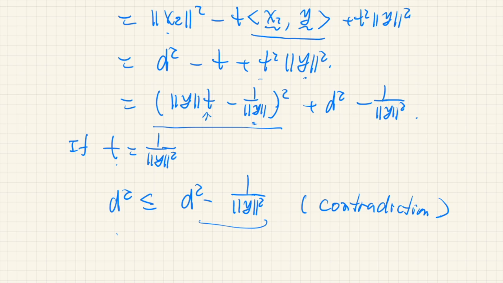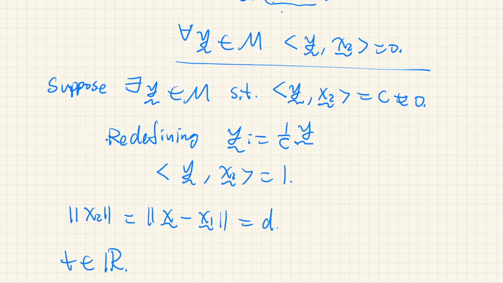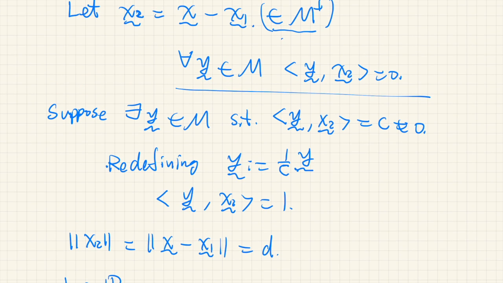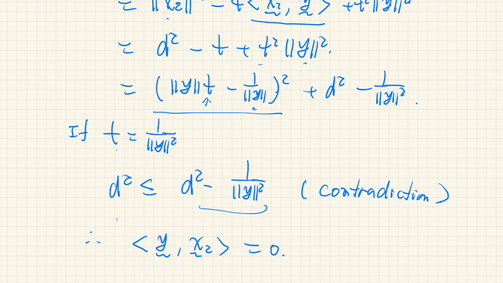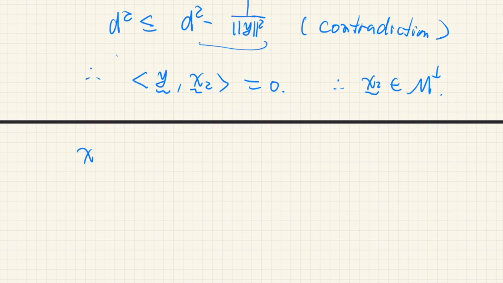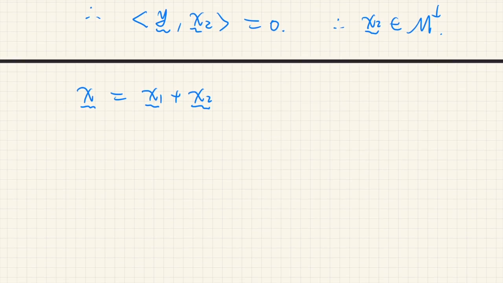Therefore, our assumption that this inner product is non-zero was incorrect. So for any y, the inner product between y and x2 is equal to 0. Therefore, x2 belongs to the orthogonal complement of M. Now we have this decomposition, x equals x1 plus x2. Next, we need to show the uniqueness of this decomposition.